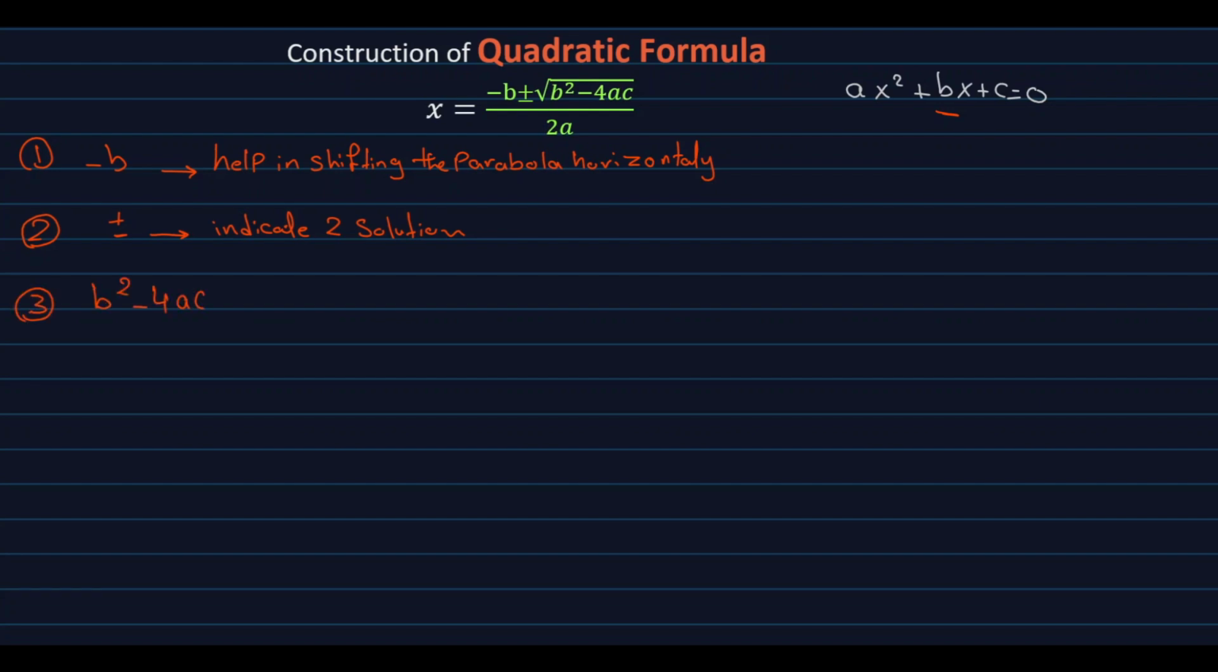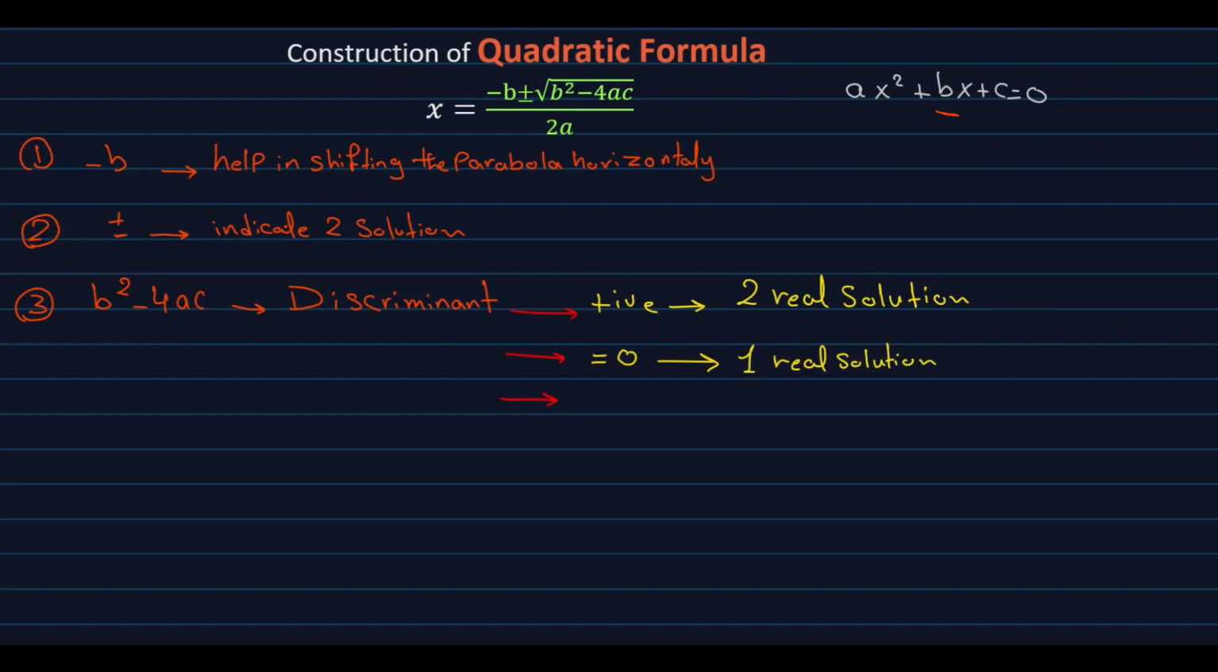Number 3 is b squared minus 4ac, and we call this term the discriminant. This is one of the most important things in the construction of the quadratic formula. It has 3 cases. The first case is that it is positive, which means you have 2 real solutions. In the other case, if it is equal to 0, this means you have 1 real solution or a repeated root, or you can say 2 equal roots. The third case, if it is negative, means you have 2 complex or imaginary solutions. The discriminant helps you understand what kind of answer to expect before you even finish the calculation.